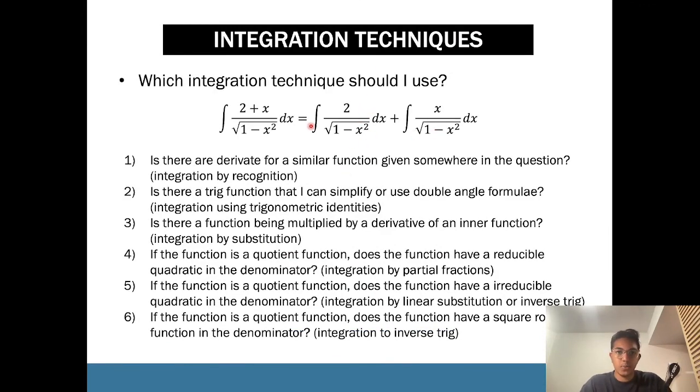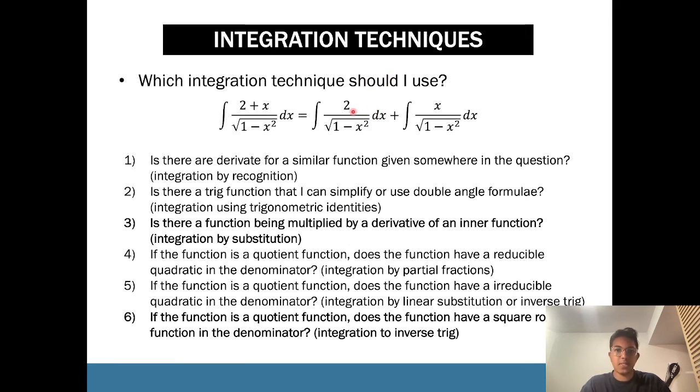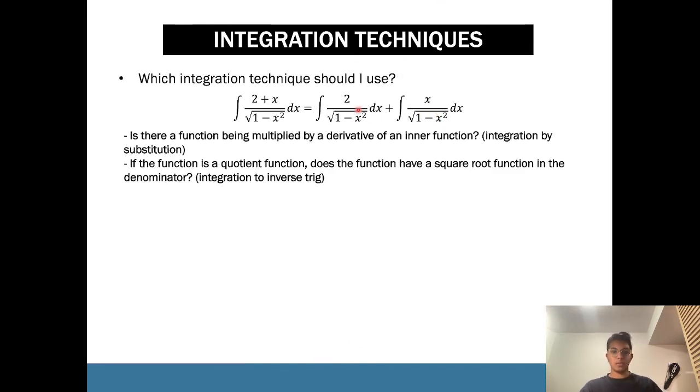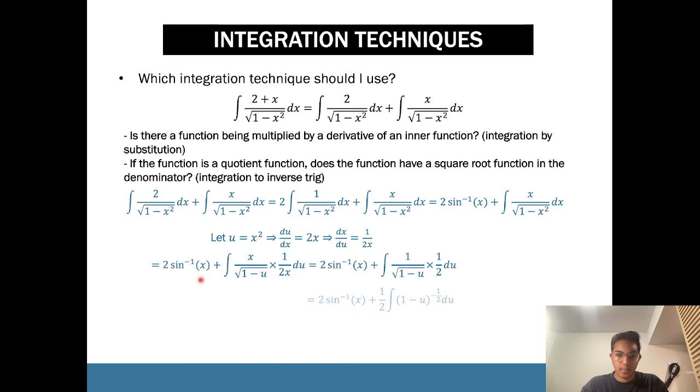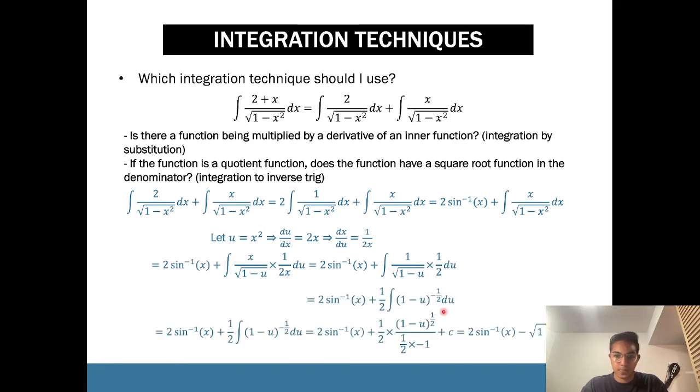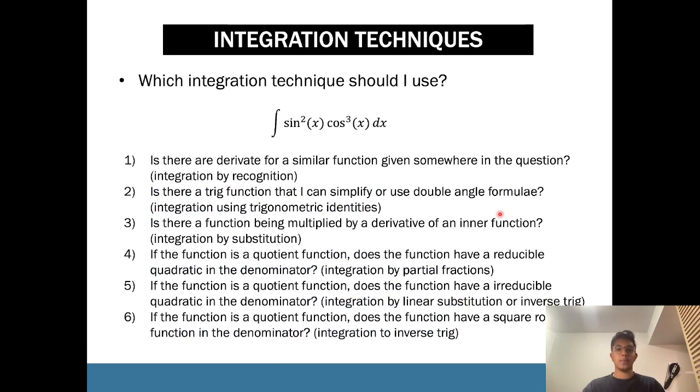So the first thing that we can do with this one is split it into two separate fractions. So with this, we'll be using 3 and 6. So well done to anyone who picked that one out. Yeah, so 3 and 6 for this. Because the first thing we need to do is there is an inner function here, and there's also a quotient function. So we can split this into two different equations. With this, we use trig, and then with this, we use a substitution because of the inner function. And let's quickly run through that. And yeah, that's your answer for that.